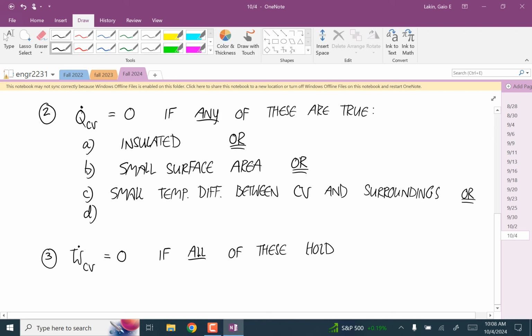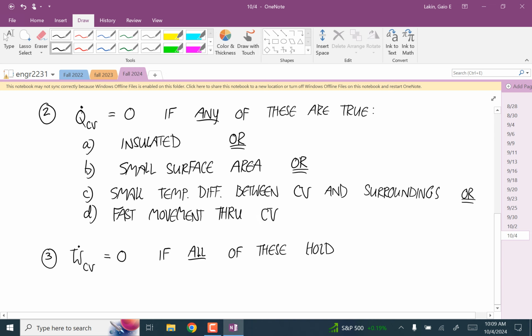If it says that the fluid moves quickly, if it's a fast motion of the fluid through the device, so fast movement through the control volume. Okay, so there's 4 of those. And if any of those are true, the heat transfer is 0.